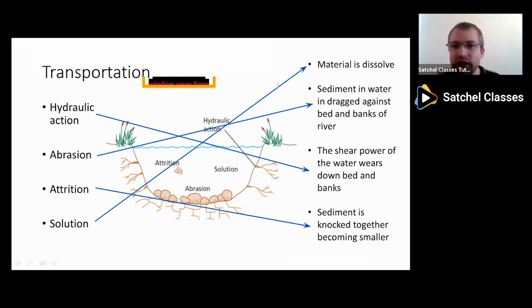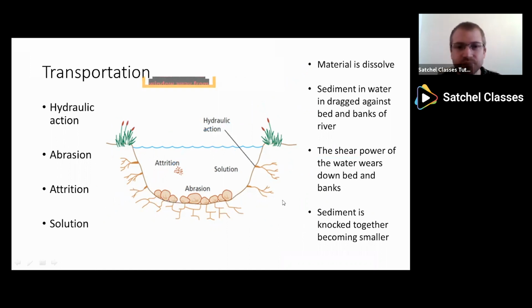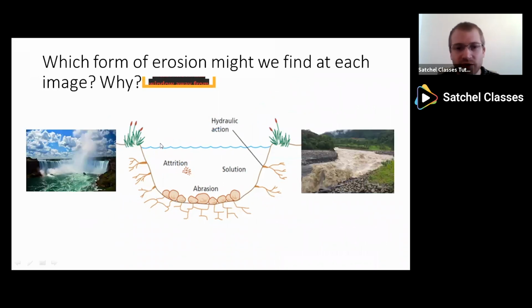So these are the definitions that you need to know at GCSE level, and these are the ones that we'll work towards using. So what we want to do is go on to identify what forms of erosion could be happening, and where. We'll leave this diagram up so you can have a chance to reuse some of these terms. What we are looking at is, which form of erosion might we find at each image? So think about the definitions that you looked at, and think about what we can see in those images.